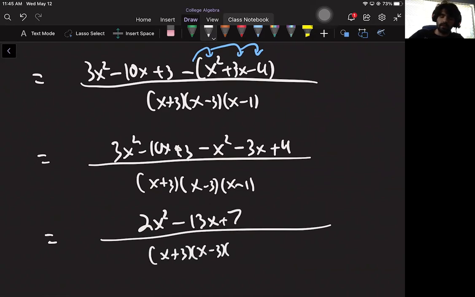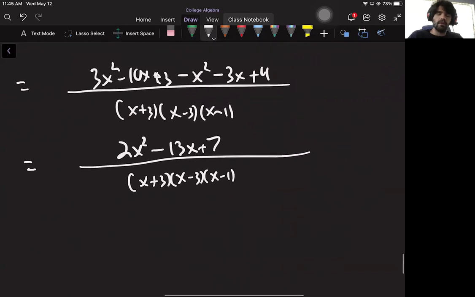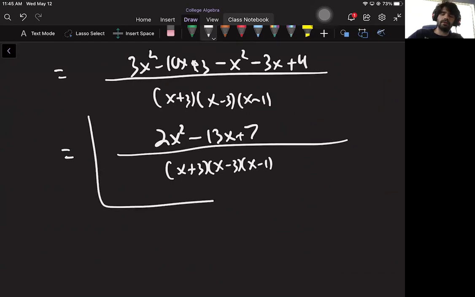So that is the end, unless you can factor the top. But I don't know if this one factors out nicely. It might actually. 14. No, it does not. Okay. So that's going to be it for us there.